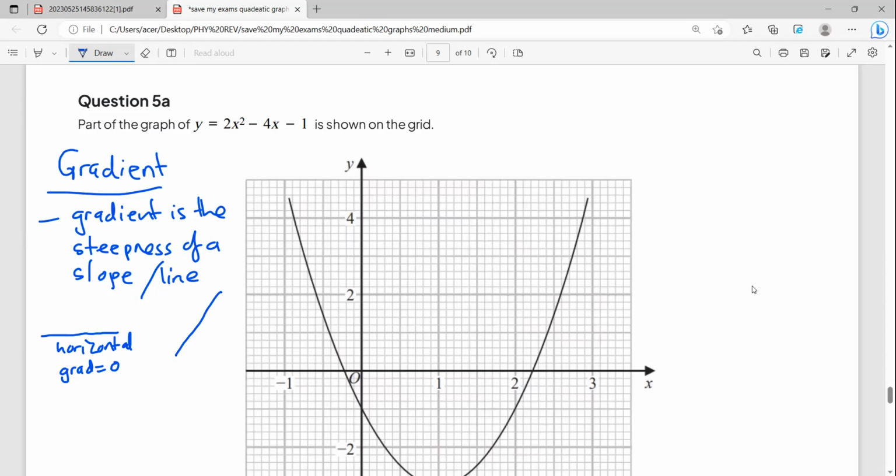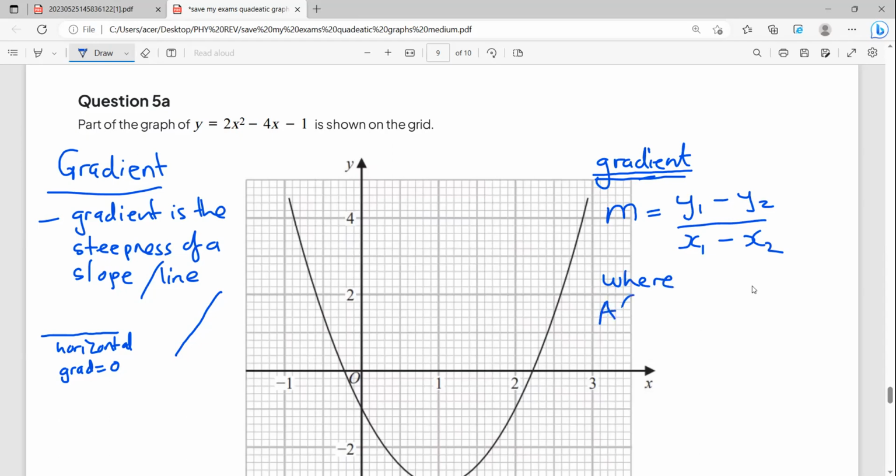So now let's move on to the right-hand side. We need to write the formula for gradient. Gradient in maths is represented by the letter m. So m is your gradient, and the way you calculate it is to use this formula: m is equal to y1 minus y2 over x1 minus x2. This is the general formula for finding gradient. But bear in mind that a point A will have the coordinates x1 and y1 for this to work, and another point B will have the coordinates x2 and y2.